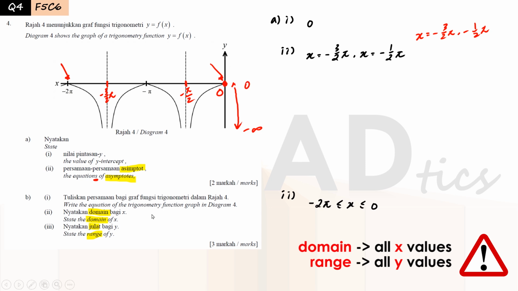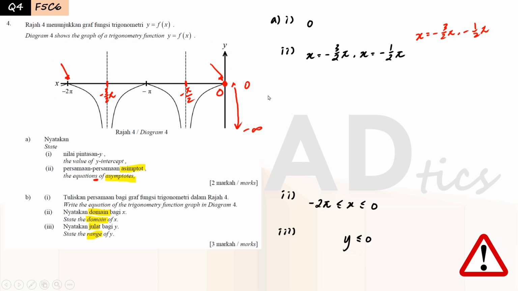Okay, so to find the range, since we don't have the lower limit here, we can just write out the upper limit only, which is y is less than or equal to 0. Okay, so let's go back to part B1 and let's write out the equation of this graph.